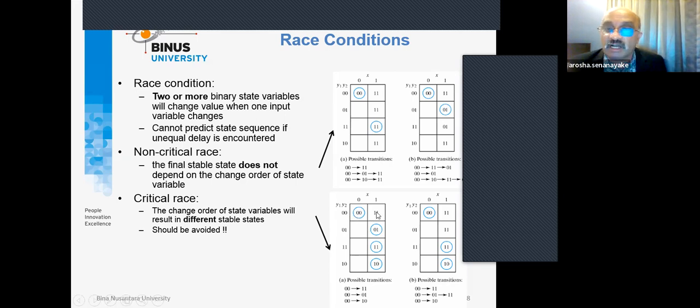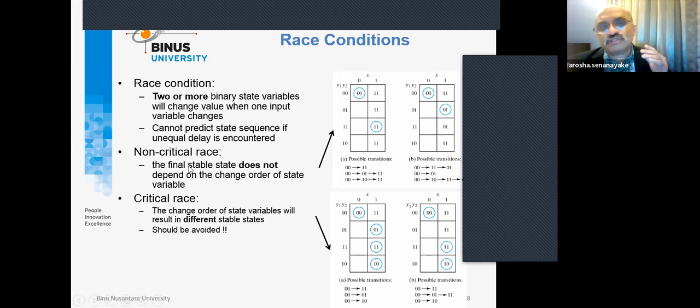So then you can see it leads to 1, 1. But then 0, 0 when changed to 0, 1, of course, you can see what we get: different stable states when the change of the state happens. So that's what we should entirely avoid. That's the whole point when it comes to critical race and non-critical race.